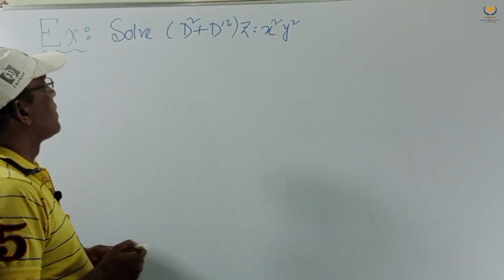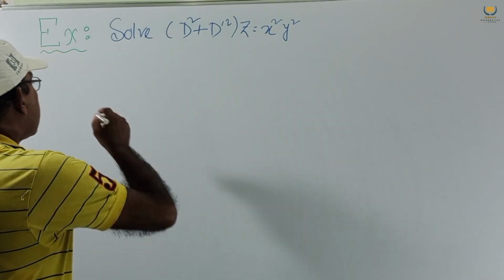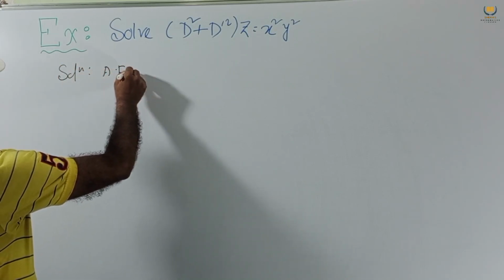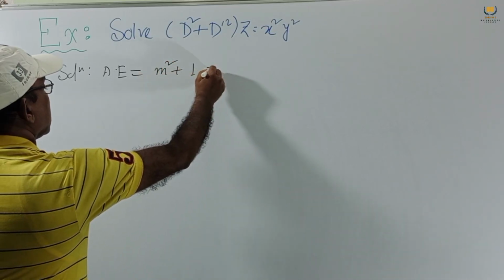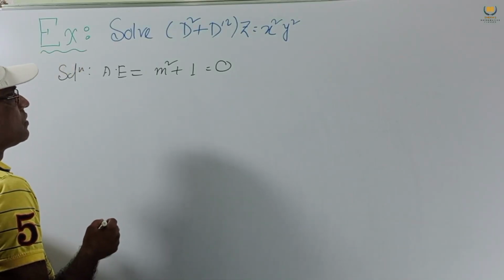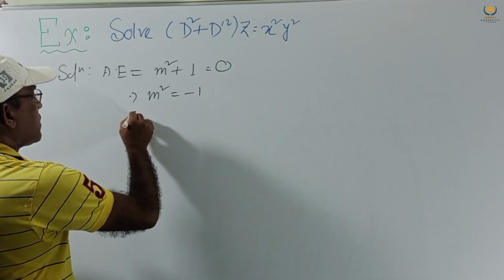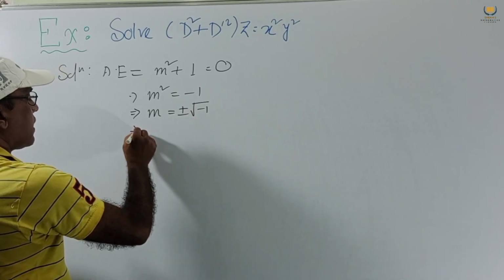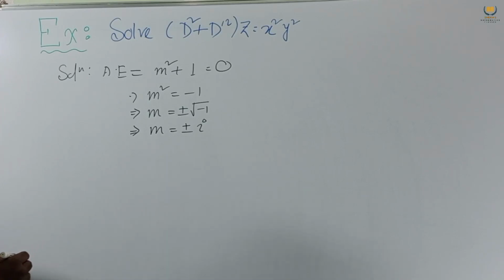Now, consider this problem. Solve D squared plus D dash squared z equals x squared y squared. First you have to find the auxiliary equation. In the auxiliary equation, we put D equal to m and D dash equal to 1. This equals 0. So m squared equals minus 1, m equals plus minus root of minus 1, then m equals plus minus i.